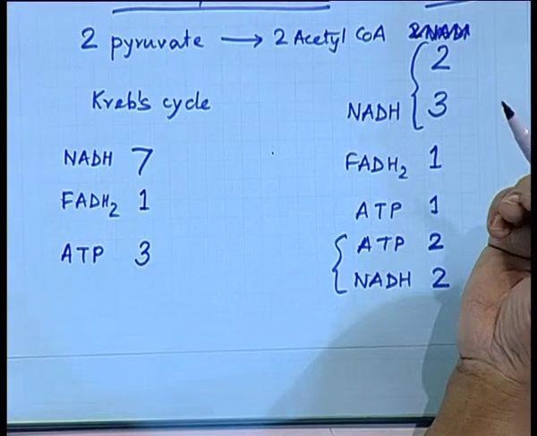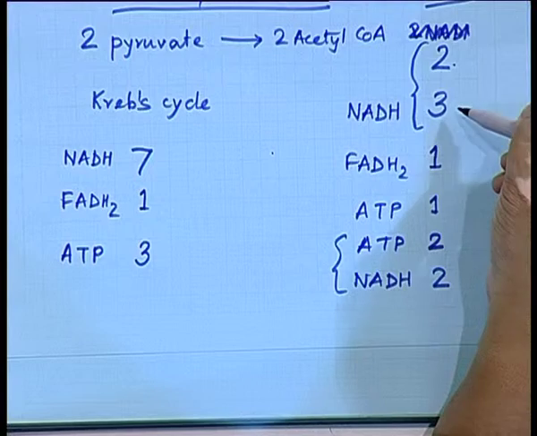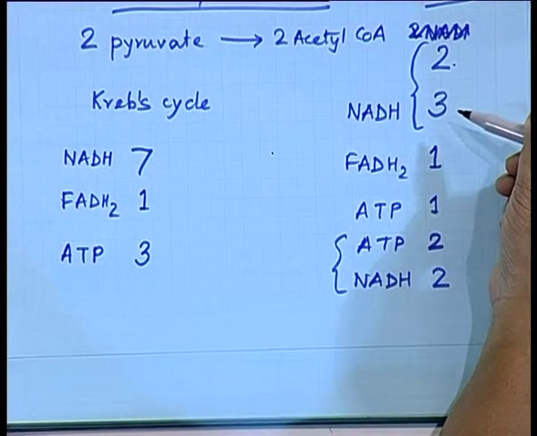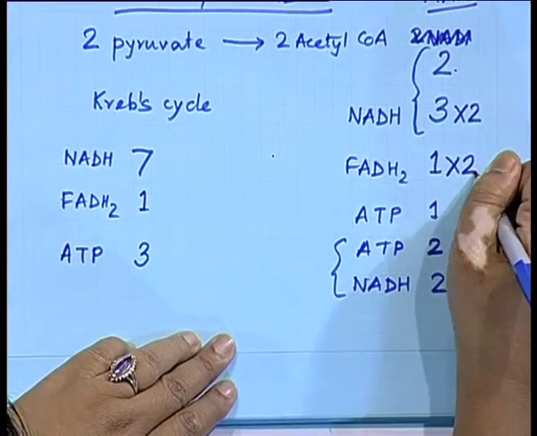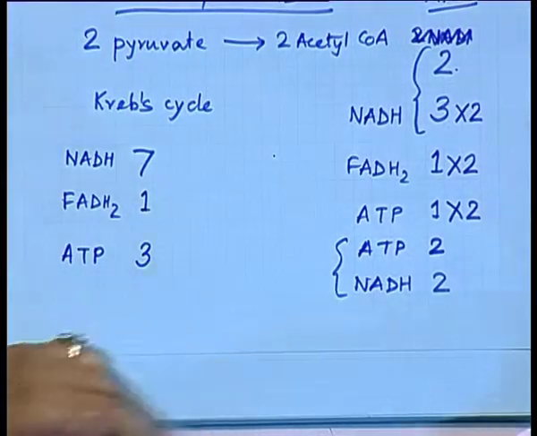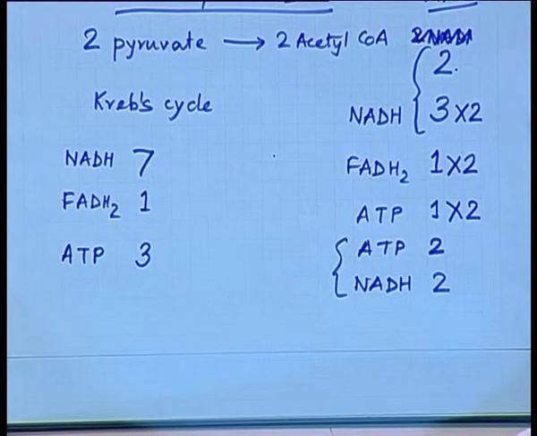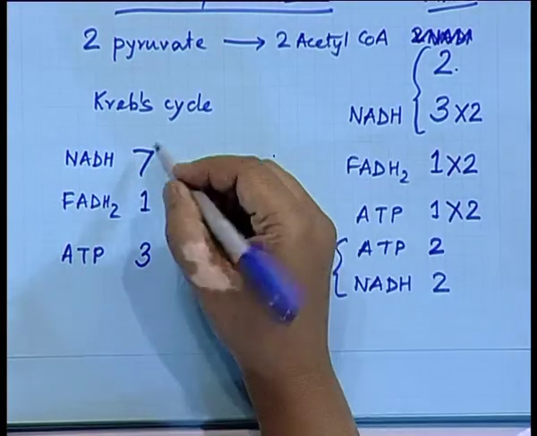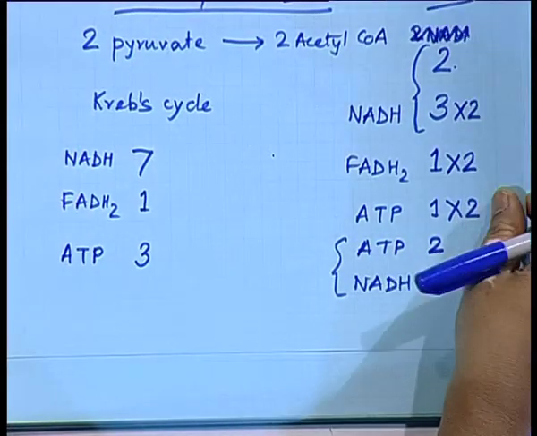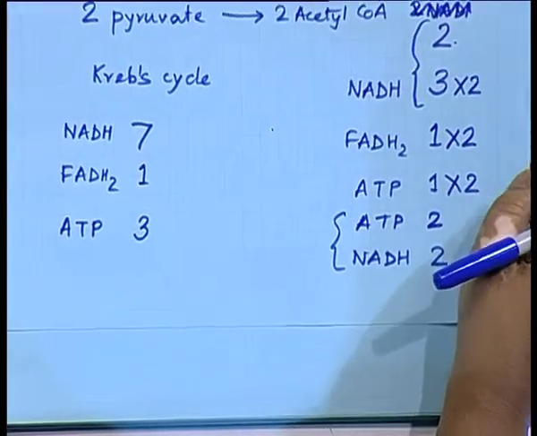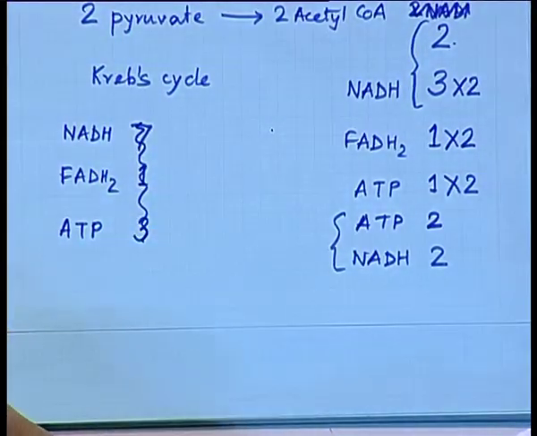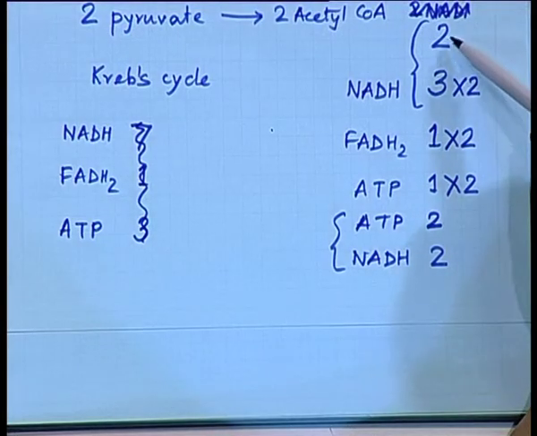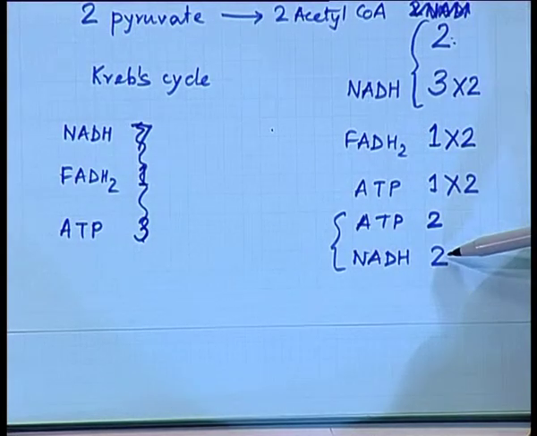Pyruvate to acetyl CoA we have 2, Krebs cycle we have 3, but we are missing something here. This has to be multiplied by 2, and this has to be multiplied by 2, and this has to be multiplied by 2. Why? They are 2 each, right. So how many do we have? So we have 2 8 here and 2 10.